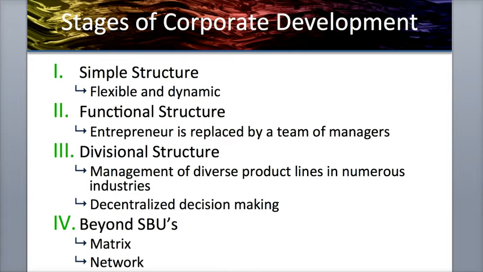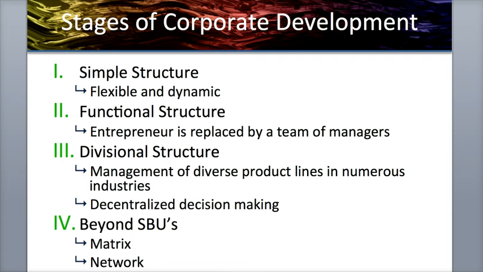Okay, so there are 3 stages of corporate development. You have the simple structure, which is very flexible and dynamic. Think of it as a one-person or small company operation. But then you may have a functional structure, where the entrepreneur calling all the shots in a very simple structure is replaced by a more formalized team of managers who work in the functional areas: finance, accounting, marketing, operations. They replace the smaller company-sized entrepreneur as it moves into a larger company.